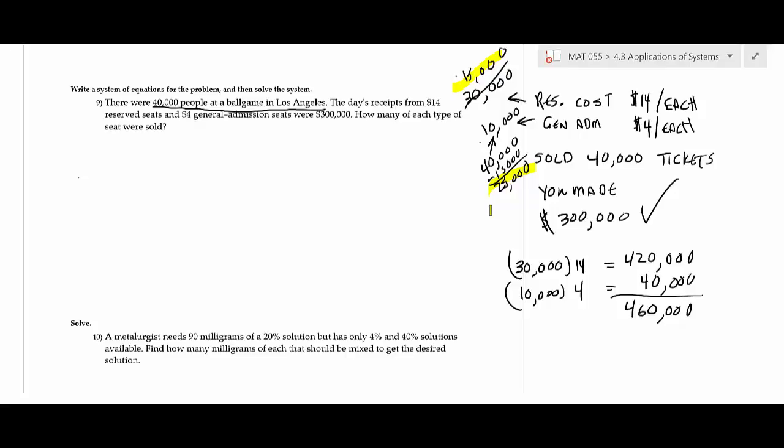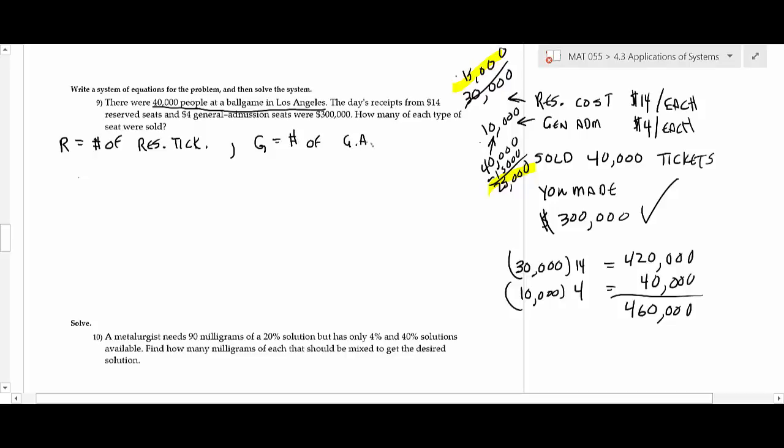Okay, that's important. Now what we're going to do is we're going to set up our system of equations. So what I'm going to do is I'm going to say, come up with variable names. So I'm going to say R is the number of reserved tickets, and just kind of abbreviate that. Okay, then I'm also going to say that G for general admission would be the number of general admission tickets.